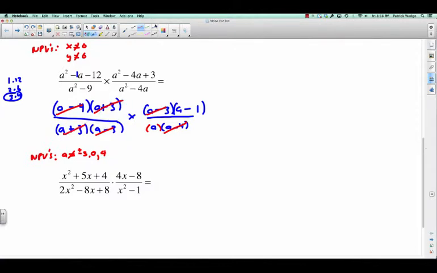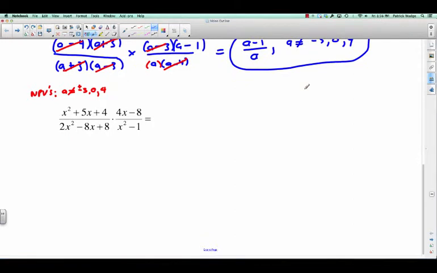They're gone. So there's not much left. The only thing that's left is a minus 1 on top and this a on the bottom. Don't forget your MPVs. a cannot equal plus or minus 3, it cannot equal 0, and it cannot equal 4.